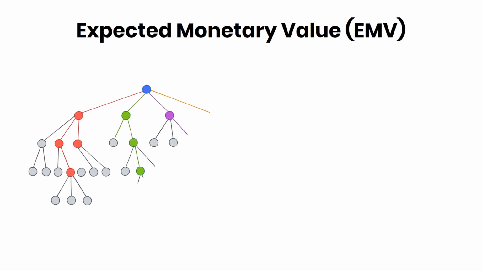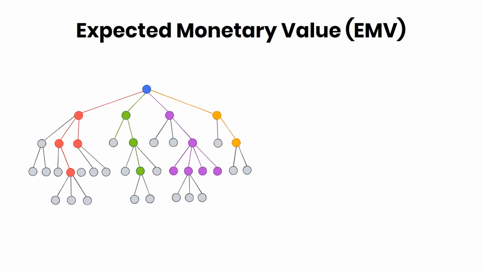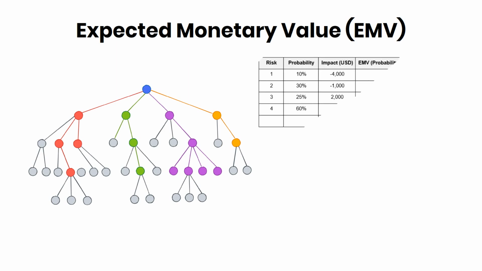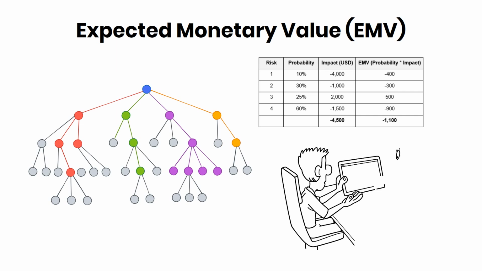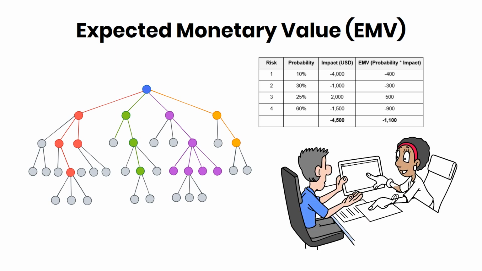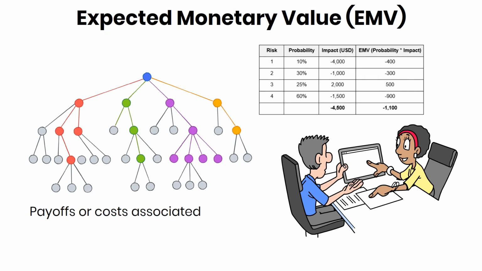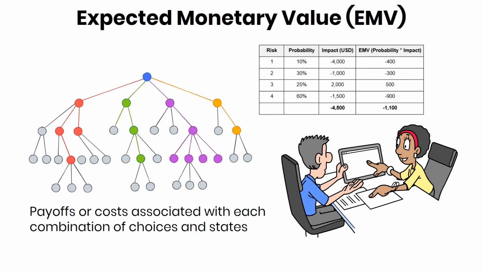Decision trees are a valuable tool in decision analysis, particularly when dealing with complex decisions involving multiple stages or branches. A decision tree is preferable to a decision table when an EMV is calculated because it visually represents the sequential nature of the decision-making process and the associated probabilities and outcomes. Decision trees help decision-makers map out possible choices, the states of nature, and the payoffs or costs associated with each combination of choices and states.